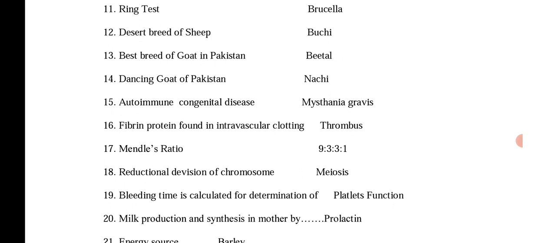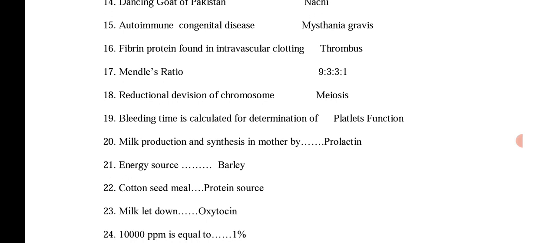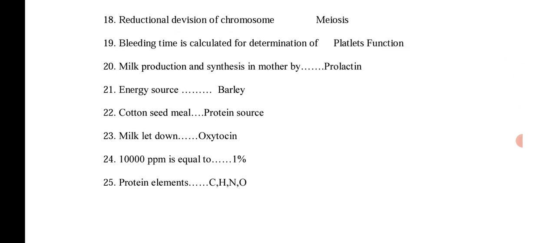Myasthenia gravis is an autoimmune congenital disease. Fibrin protein found in intravascular clotting is thrombus. Mendel's ratio is 9:3:3:1. Reductional division of chromosomes is meiosis. Bleeding time is calculated for determination of platelet function. Milk production and synthesis in the mother is by prolactin.